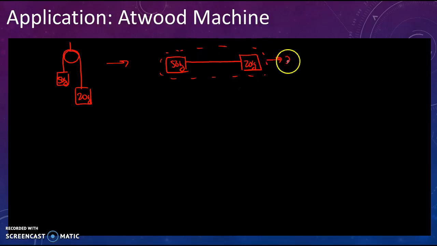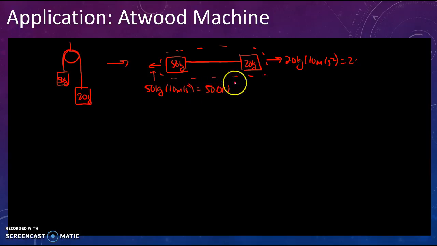And I have 20 kilograms times, I'm just going to use 10 meters per second squared on this side, so maybe 200 newtons pulling this way. And then on this side, pulling in the opposite way, I'll have 50 kilograms times 10 meters per second squared. So I'll have 500 newtons pointing the opposite direction. I'm going to make this way positive.